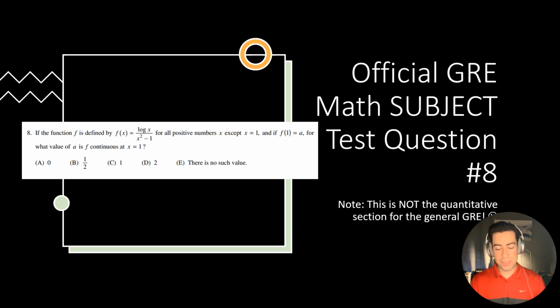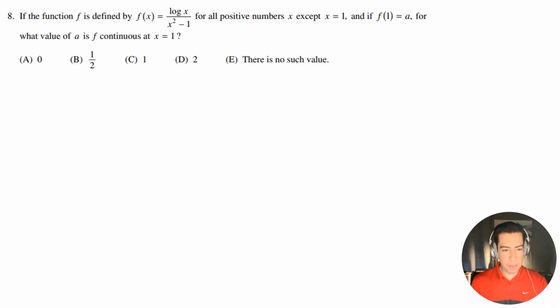All right, question number 8, let's get right into it. So we have: if the function f is defined by f of x equals the natural log of x divided by x squared minus 1 for all positive numbers x, except x equals 1, and if f of 1 equals a, for what value of a is f continuous at x equals 1?